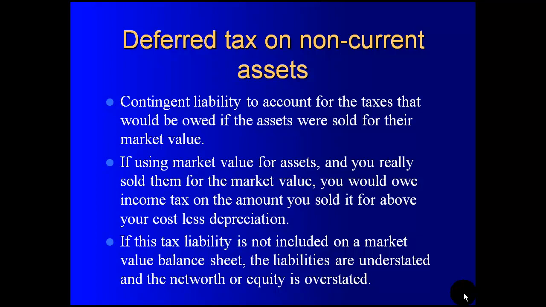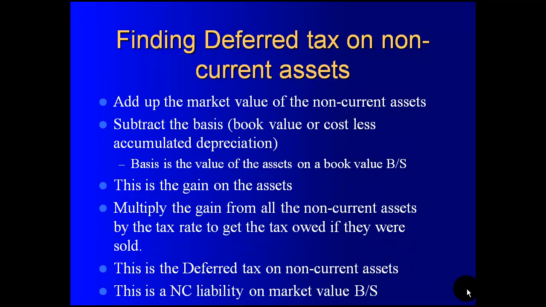If this tax liability is not included on a market value balance sheet, the liabilities are really understated because we're saying that whole $60,000 is wealth, but really it's not truly wealth because the difference between that and the taxes that we would owe is our wealth. So we've got to include that liability, and deferred tax on non-current assets would be a non-current liability because it relates to non-current assets. So the way that we would do it is we add up the market value of the non-current assets and we subtract their book value.